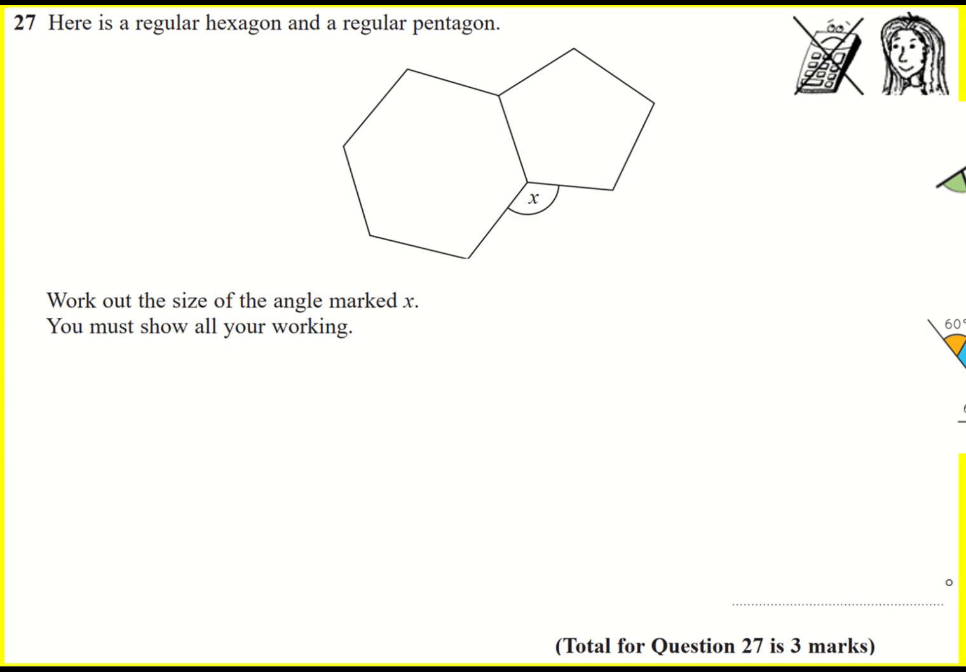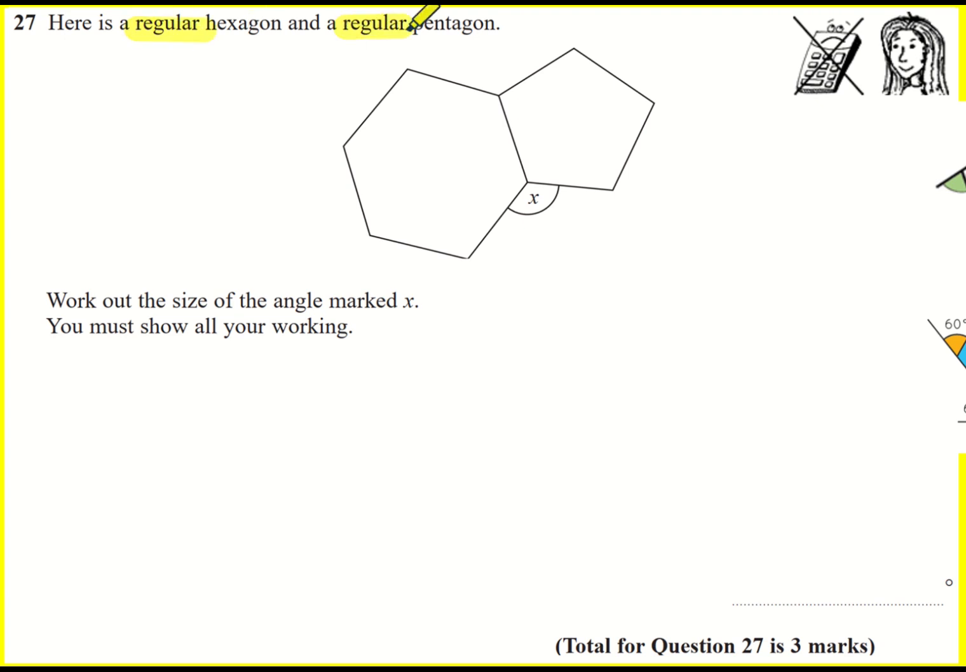Here is a regular hexagon and a regular pentagon. Work out the size of the angle marked X. You must show all your working. So it's really important that you pay attention to what they've told you in the question. And they've told you that this is a regular hexagon and a regular pentagon.